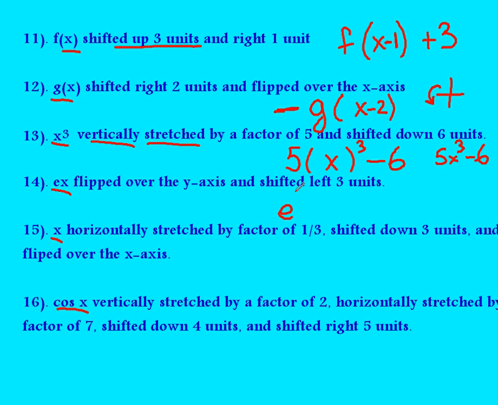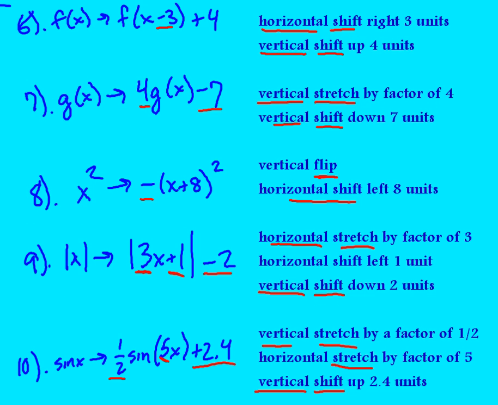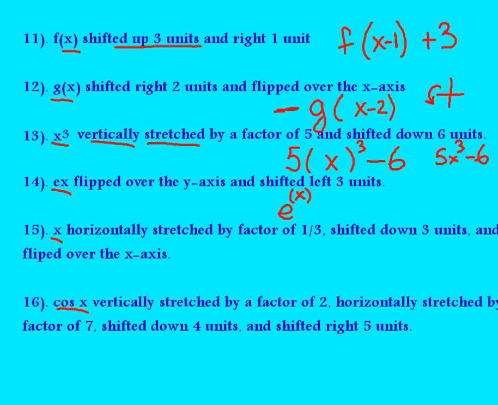Okay, e to the x. What I'm going to do here is say, well, I should put this in parentheses, but essentially the exponent acts as the parentheses. So we don't really need to deal with the parentheses there. So, flipped over the y-axis. Remember, the y-axis would be a horizontal flip. So that means make the inside negative. And to shift left 3 units means I need to add 3 to my inside part. If it was to the outside, it would be something like this. But we don't want anything to the outside there. And a vertical flip would have been a negative out in front like that.